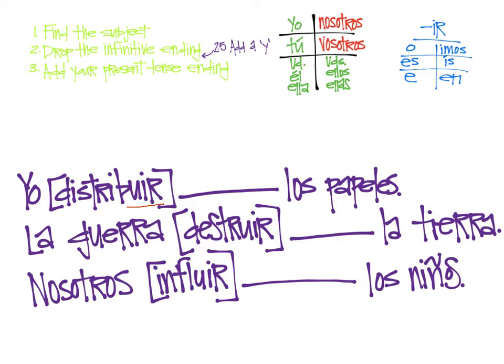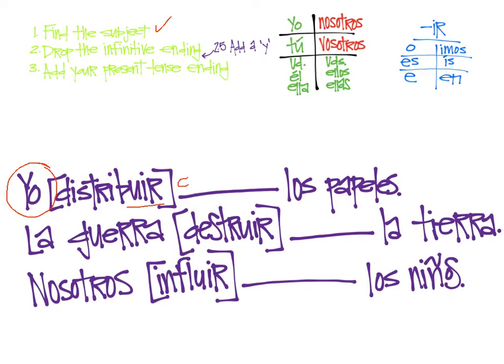Now, in order to conjugate this verb, we know that there are specific steps that we need to follow. So the first thing that we must do is find our subject. And in this sentence, we know that our subject comes before the verb, and here, that subject is yo. So we found our subject, we've completed our first task.